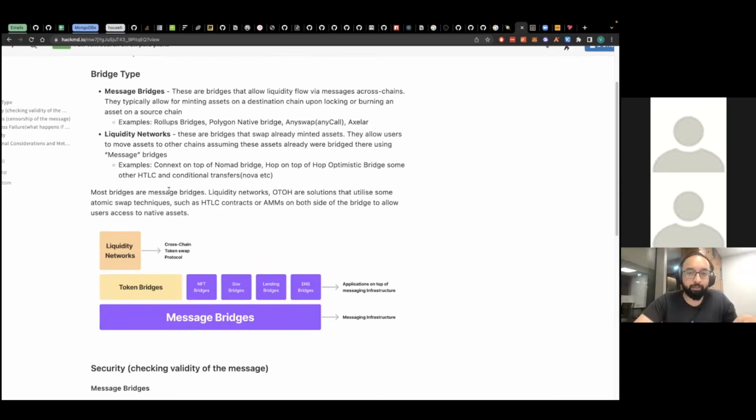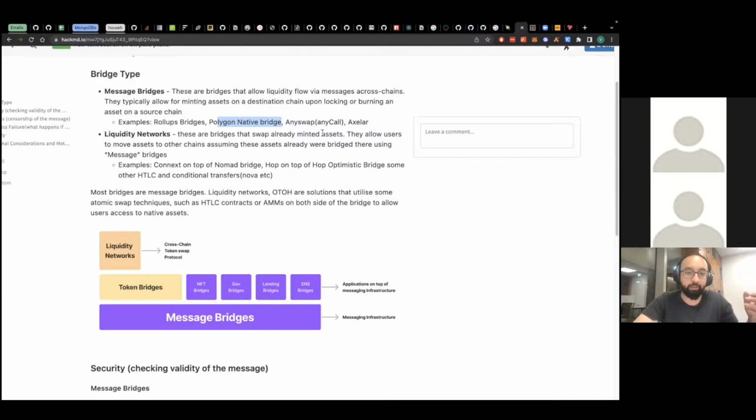This messenger is what makes Optimism a rollup and not an L1 or an alt L1, right? I would also call Polygon native bridge a message bridge because again, it allows you to send an arbitrary amount of bytes from Ethereum to Polygon and from Polygon to Ethereum. So anything that allows you to send an arbitrary amount of bytes from one chain to the next, I would put in the message bridge section, right? There is AnySwap and there's XLR.